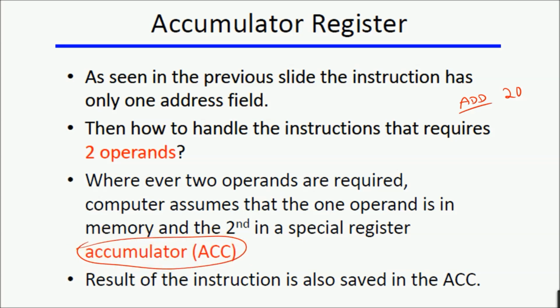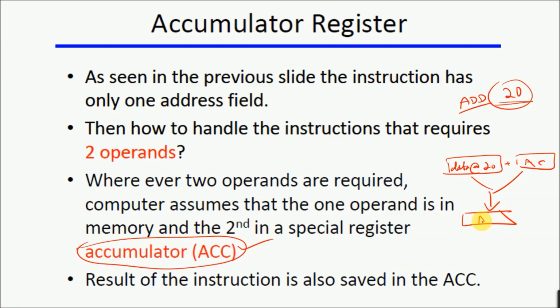So whenever the instruction is involving two operands, one operand is fetched by the address given in the instruction and the second operand will automatically be considered to be placed in the special function register called the accumulator, or the processor register. And then the result of this addition will also be saved in the accumulator. So it would be like the data at address 20 will be added to the data in the accumulator and the result will be placed in the accumulator.